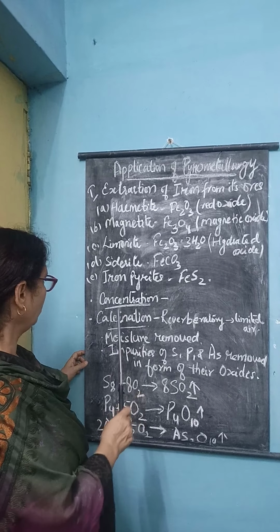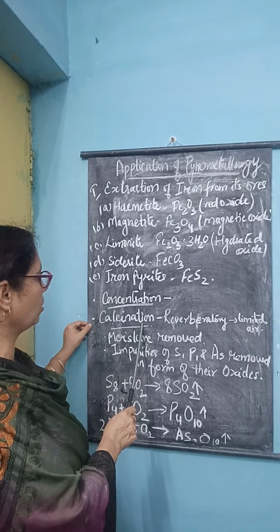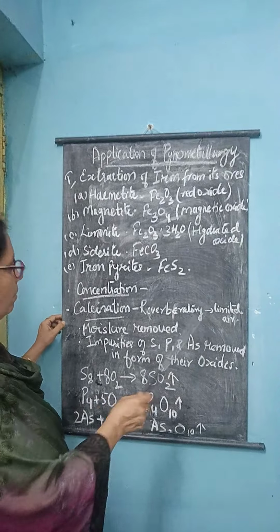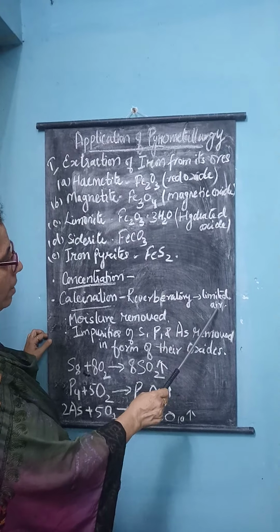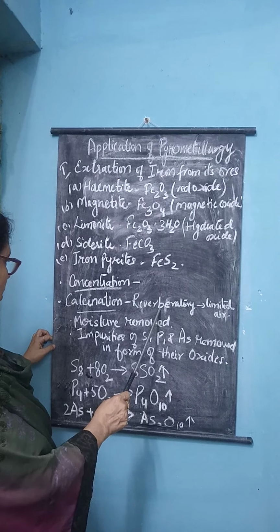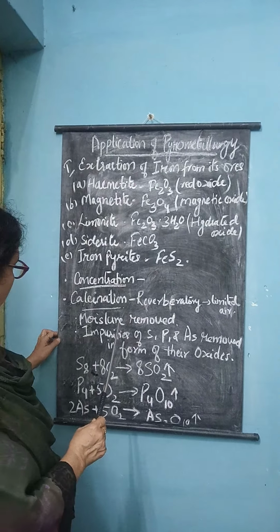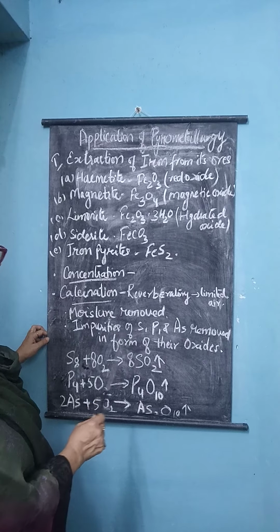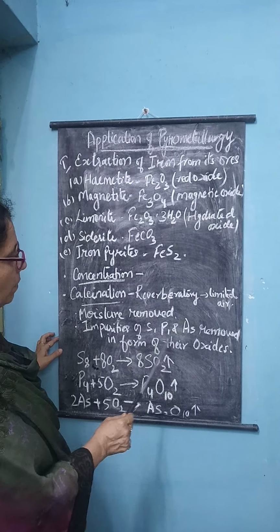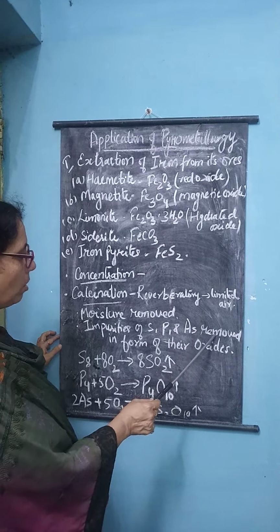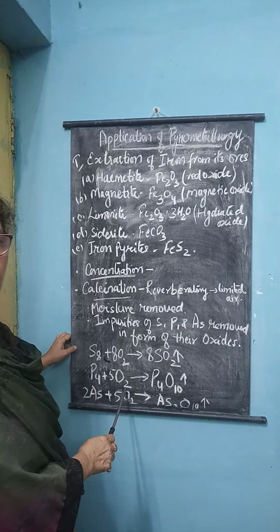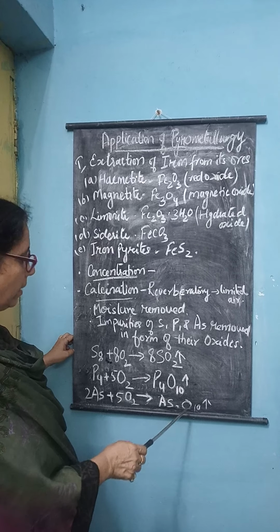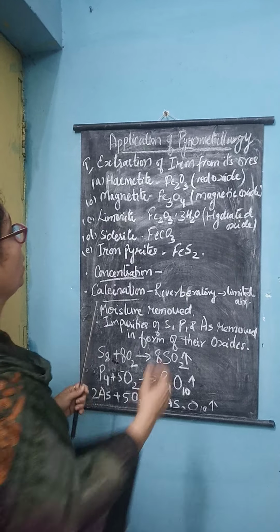After the concentration, we will move to the next step, that is calcination. Calcination is the heating of the refined concentrated ore in a limited supply of air in a reverberatory furnace. Now what happens during this process? First, moisture is removed. Then the impurities present in the form of sulfur, phosphorus and arsenic are also removed in the form of their oxides. Sulfur reacts with oxygen forming sulfur dioxide, phosphorus reacts with oxygen forming phosphorus oxide, arsenic forms arsenic oxide, and all these oxides are removed as impurities.